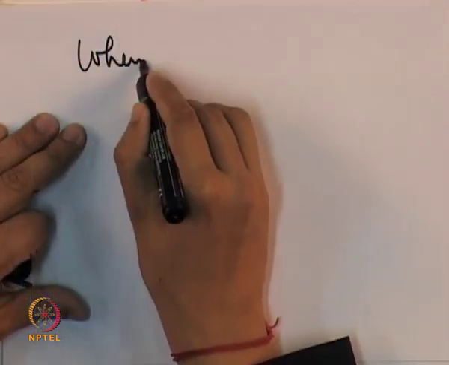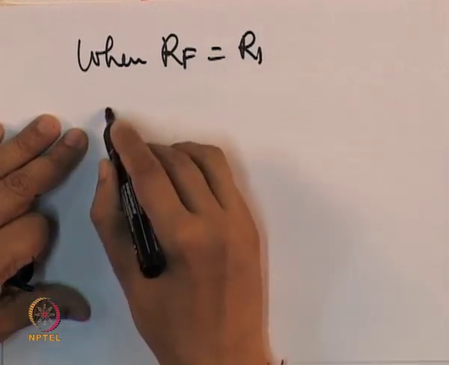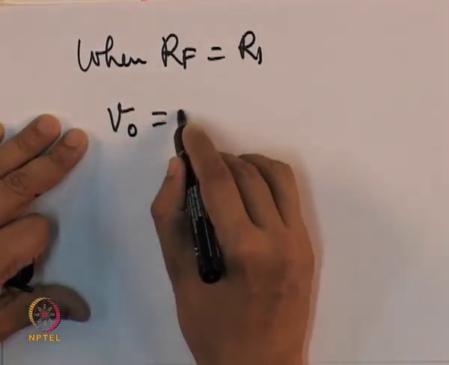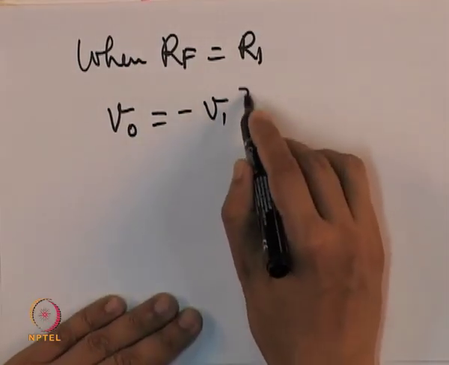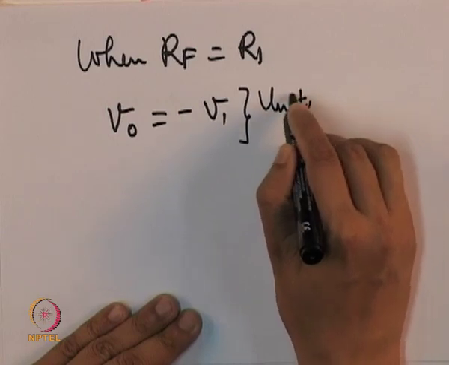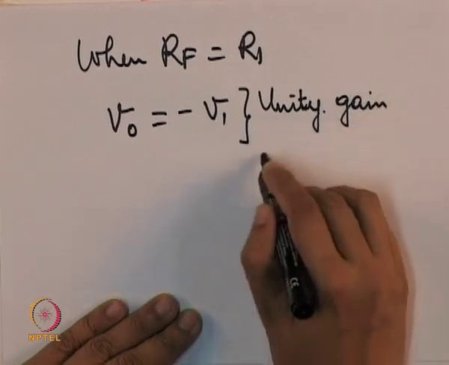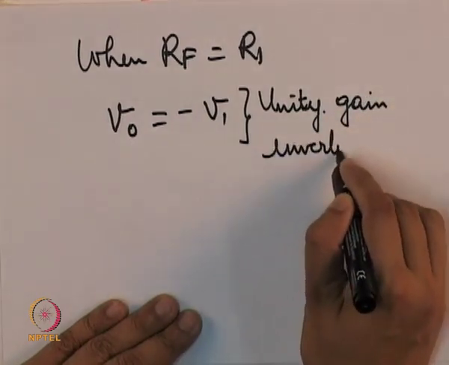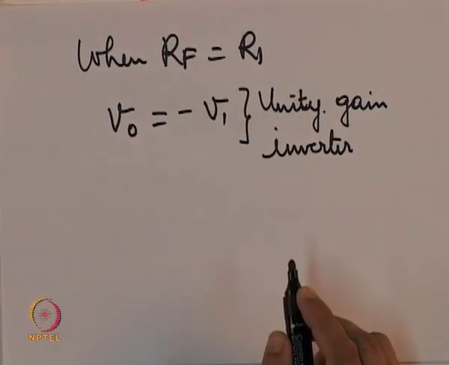A special case arises when RF is equal to R1, then VO will simply be the negative of V1, and such a configuration is called a unity gain inverter. So, all this inverter does is change the sign or introduce a phase shift.